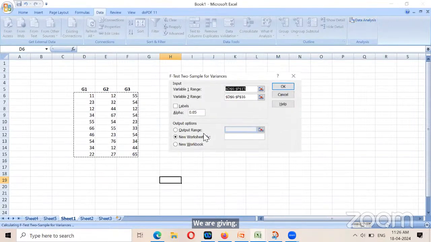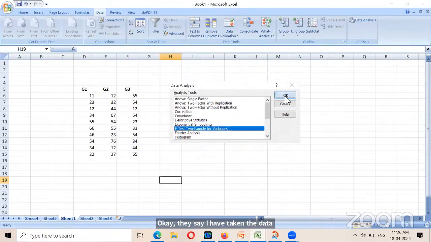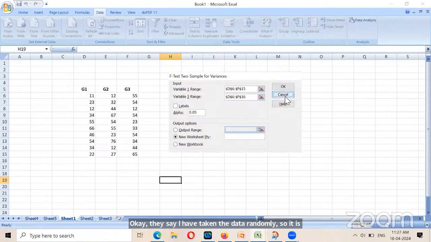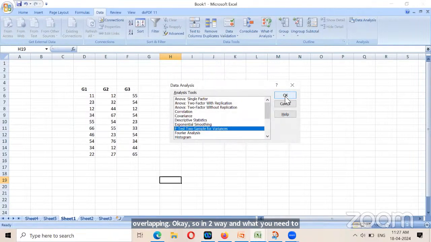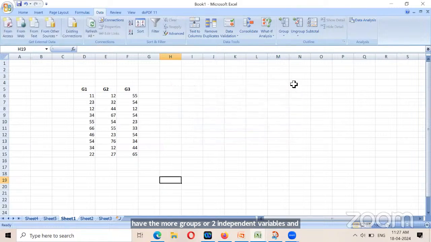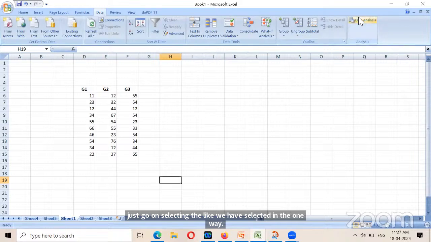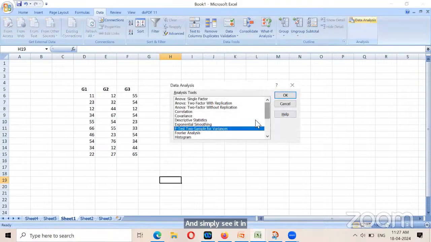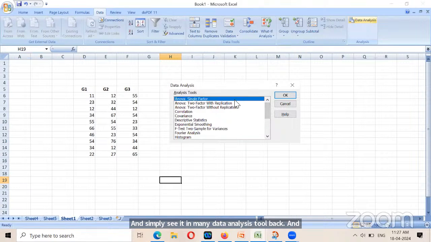Say I have taken the data randomly, so it is overlapping. In two-way ANOVA, you need to have more groups or two independent variables, and just go on selecting as we have selected in the one-way ANOVA, and simply see it in the Data Analysis ToolPak, depending upon the version. In my laptop version, it is only showing single factor ANOVA.